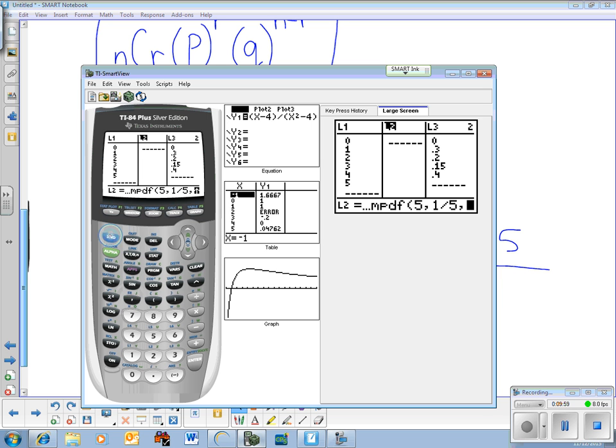And here's where I'm going to do my little program. I'm going to let list 1 be the number of successes, and that should give me my complete distribution really quickly. And you can see the 0.2048 right there with the 2 successes.